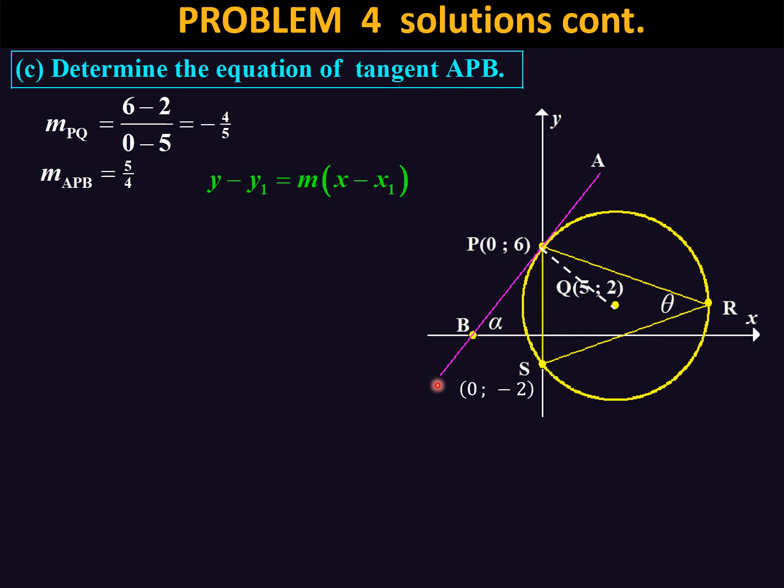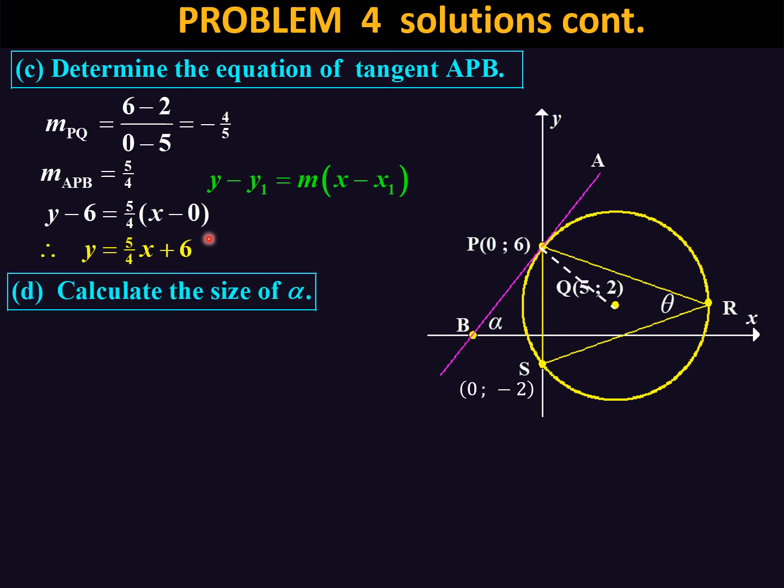We then use our formula, the gradient point form of the formula. Substitute the gradient, and it's at the contact point P, which is (0, 6). So there's the equation, y = 5/4 x + 6.